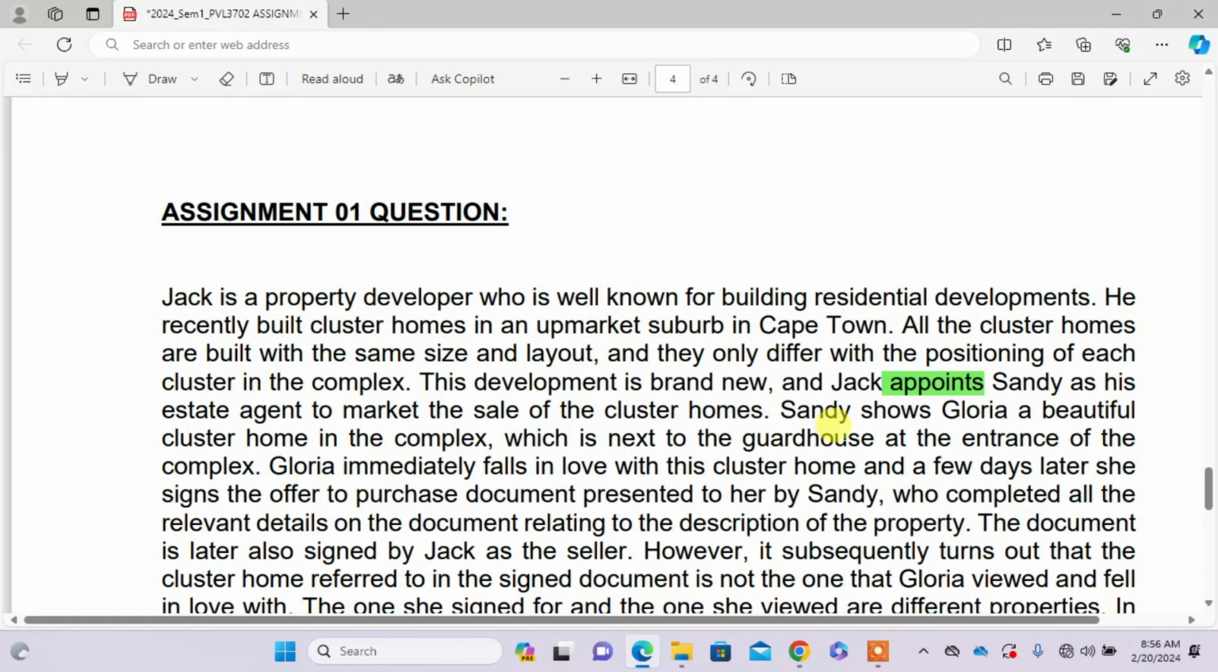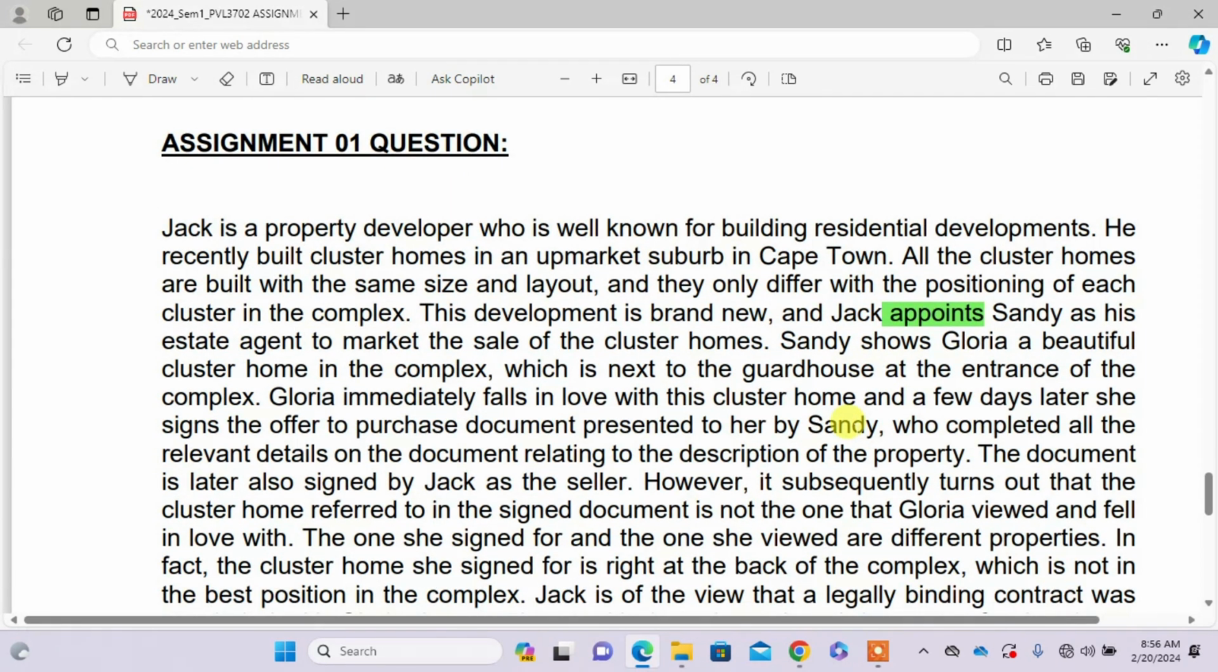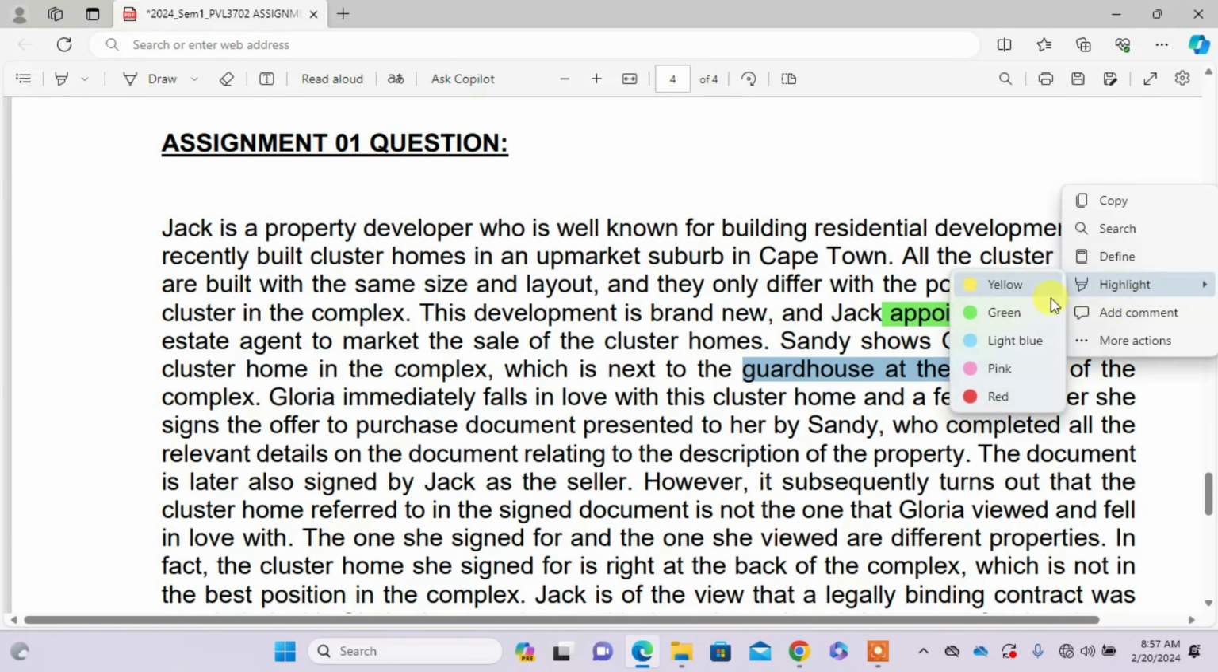Okay, Sandy shows Gloria a beautiful cluster home in the complex. Remember, Sandy is the rightful person to market the sale of the cluster home. This must be noted down. She shows Gloria a beautiful cluster home which is next to the guardhouse at the entrance of the complex. So let's note down: the guardhouse at the entrance.